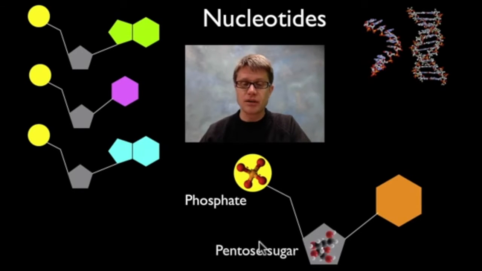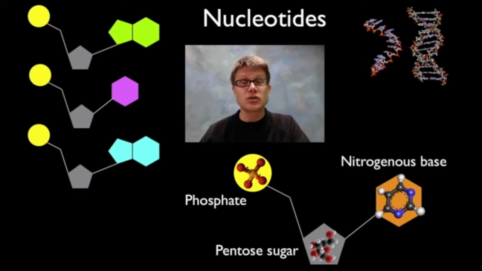What else do we have? Well, we have a pentose sugar. Pentose sugar means a 5-carbon sugar. In DNA, that's going to be a deoxyribose sugar, and in RNA, it's going to be a ribose sugar. And then the most interesting part of a nucleotide is the nitrogenous base. It's called a nitrogenous base because it has nitrogen. Most things in life are made up of carbon, but there's a lot of nitrogen here in the base of this nucleotide. And this is going to be different in each nucleotide.